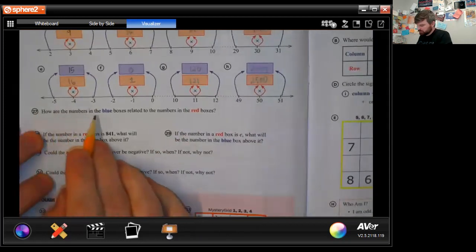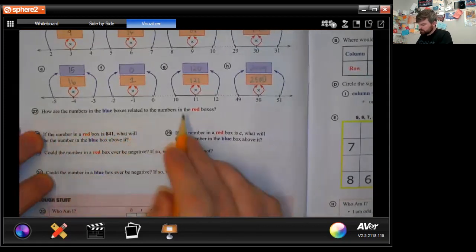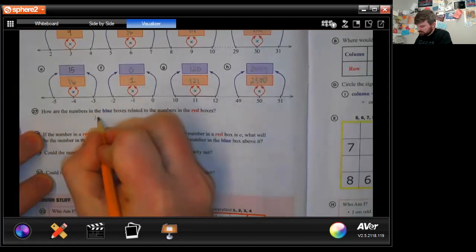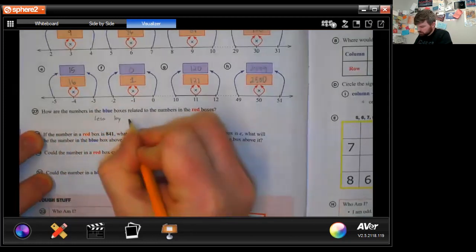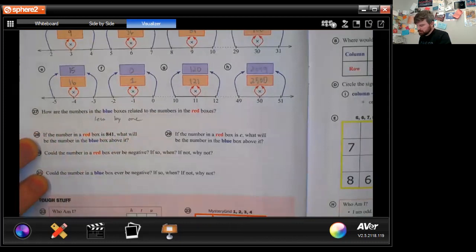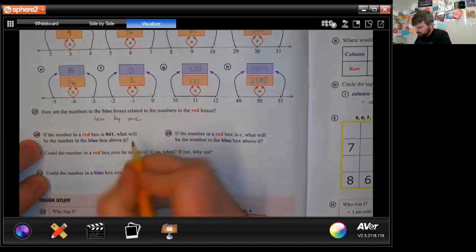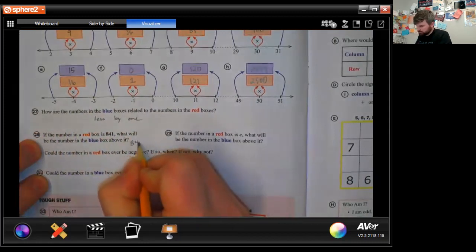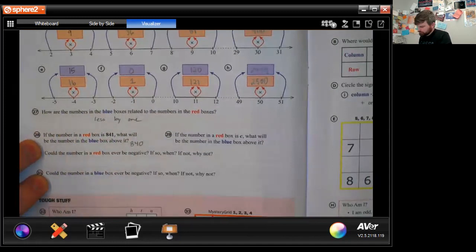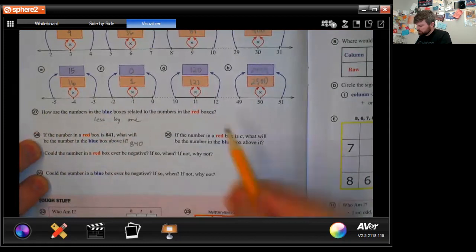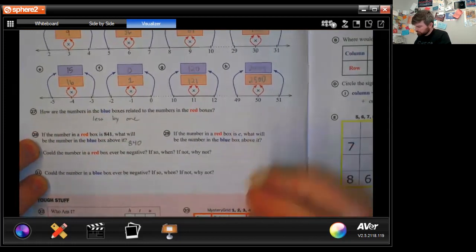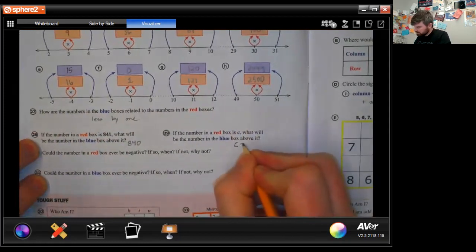How are the numbers in the blue boxes related to the numbers in the red boxes? They're less by 1. If the number in the red box is 841, what will the number in the blue box above it be? 840. If the number in the red box is C, what will the number in the blue box above it be? C minus 1.